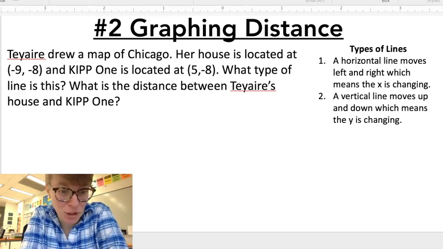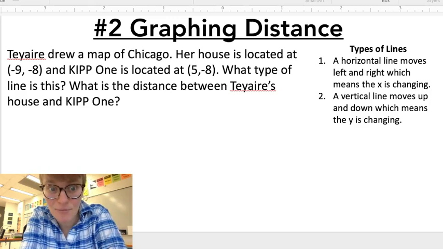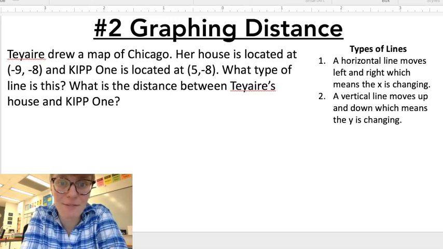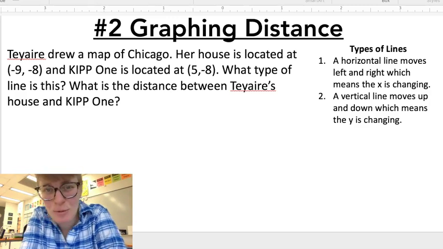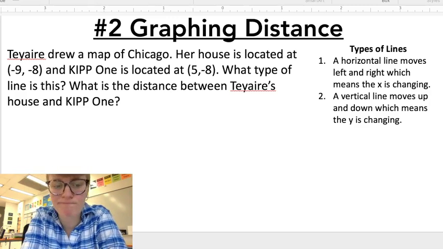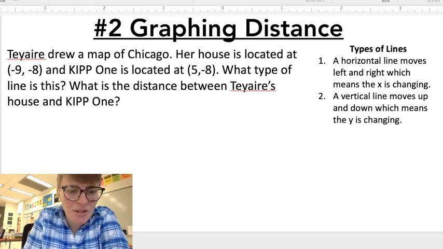TRE drew a map of Chicago. Her house is located at (-9, -8), and KIPP 1 is located at (5, -8). What type of line is this, and what is the distance between TRE's house and KIPP 1? Alright, so it always helps to make a little sketch so that we understand what's happening here.